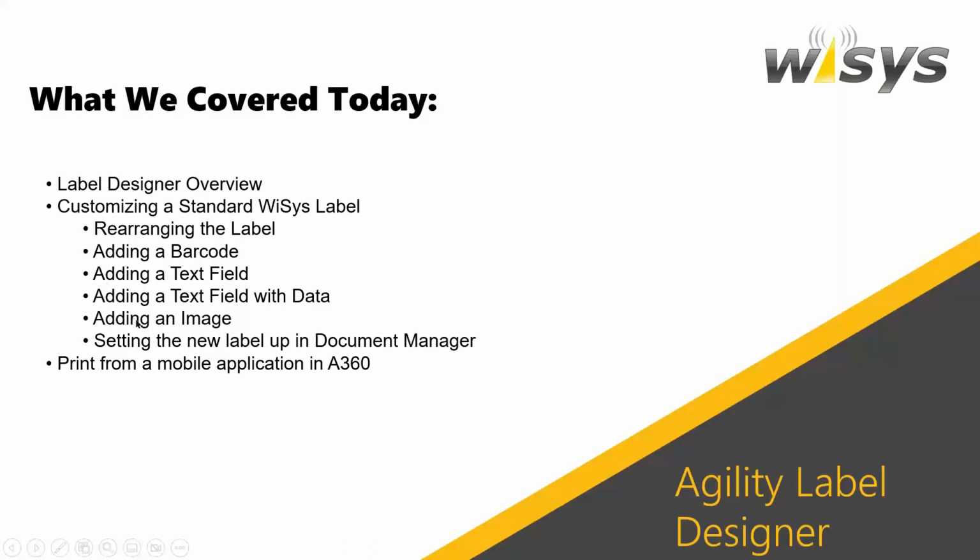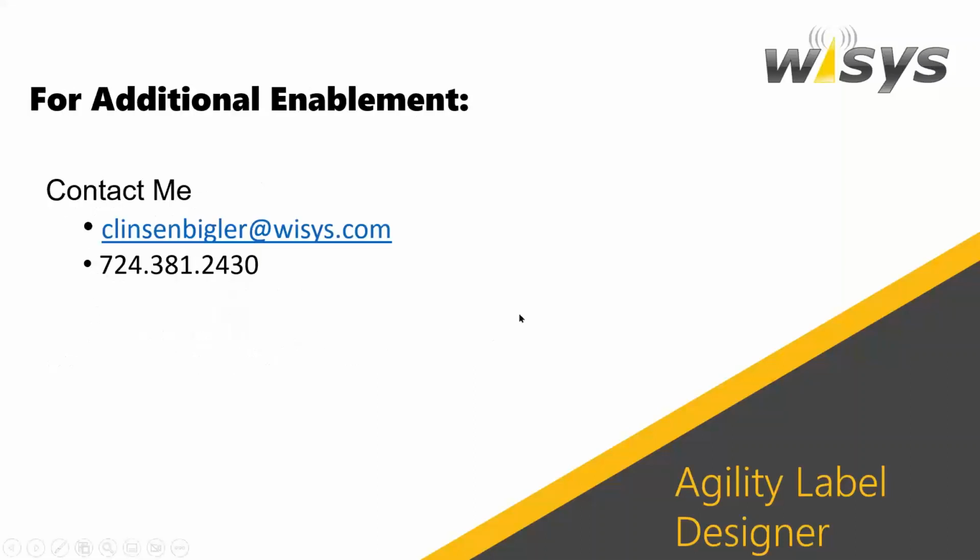We added an image, which in this case was our WiSys logo. And then we set that new label up in our document manager. That was through Agility Explorer, our desktop product. We set that label up in there, and then it printed from our mobile Agility 360 device that I'm emulating here on my screen, and that was done using our out-of-the-box GRPO form.